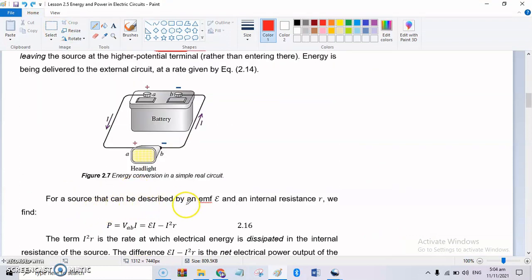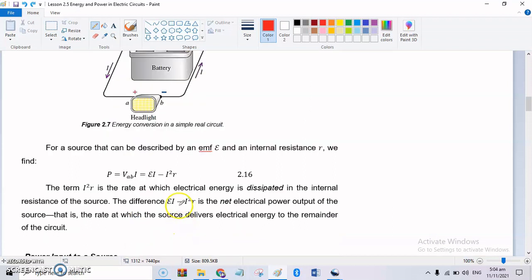For a source that can be described by an EMF and internal resistance R, we find that power is equal to VAB I, or equal to EMF times I minus I squared times R. Just remember this equation and I will not dig into why it becomes like that. The term I squared R is the rate at which electrical energy is dissipated in the internal resistance of the source, and the difference, EMF I minus I squared R, is the net electrical potential output of the source.